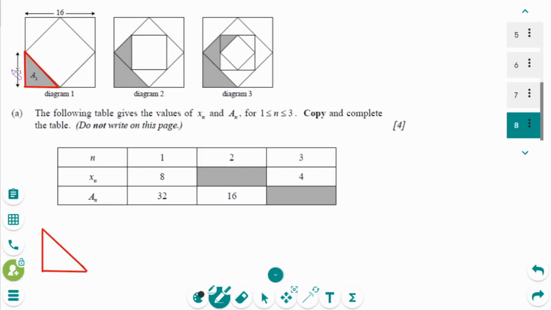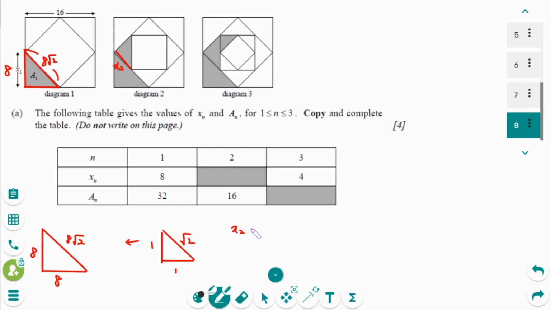Now x1 equals 8. So it is 8, another 8. We know the ratio 1, 1, square root of 2. So times 8 on each side. This is 8 square root of 2. So this length is 8 square root of 2. Then this part is x2.